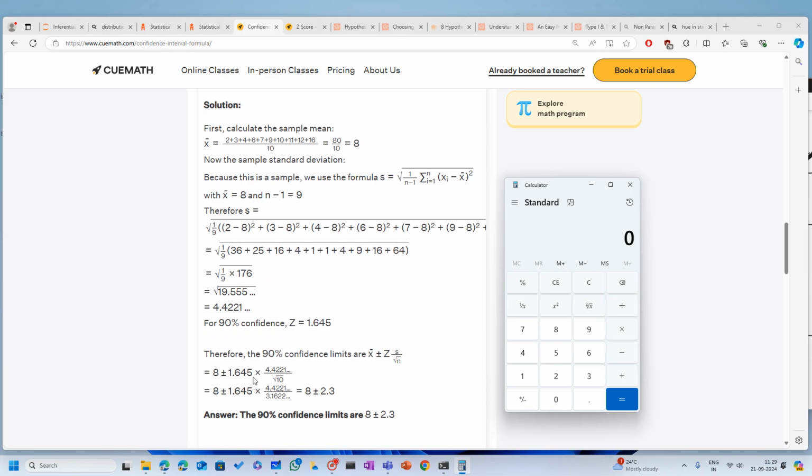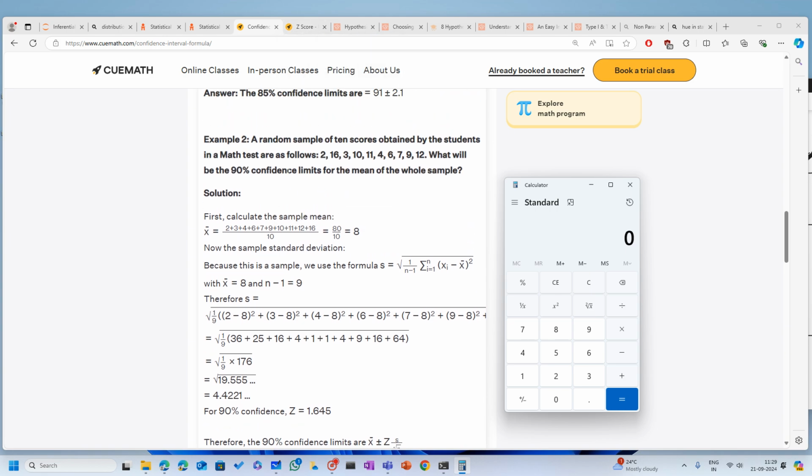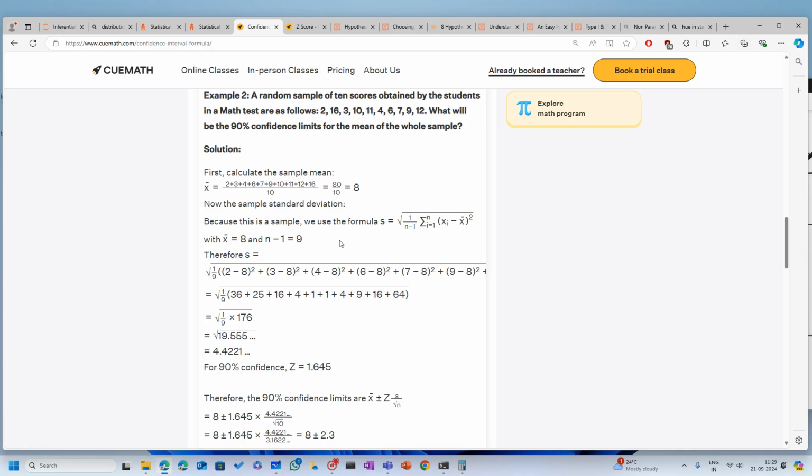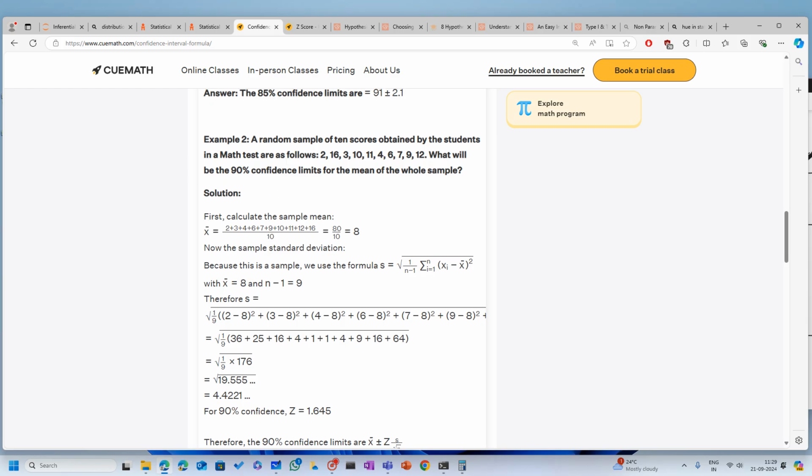They have substituted in this formula, but how did they get the z? Here also they have used the z calculation separately, but the mean is given, right? The mean is given, 8. X bar is calculated, sigma is calculated. I want to know the x value, how it is calculated.